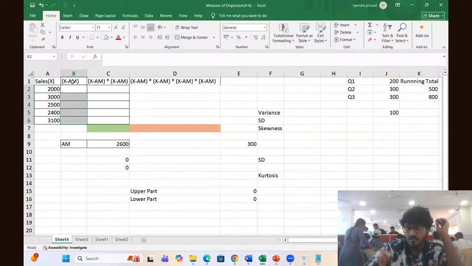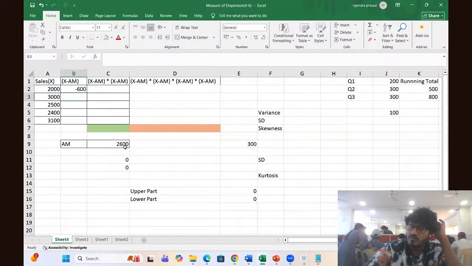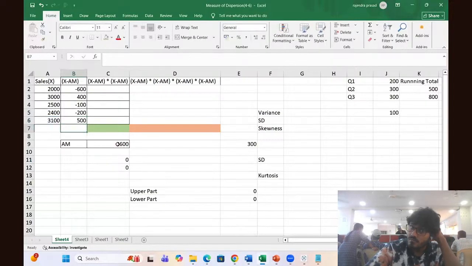Here I'm not able to show you xi, that's why I write this. Okay. X minus mu is equal to sale minus arithmetic mean. 2,000 minus 2,600, 3,000 minus 2,600, and so on, the value in this cell minus the value in this cell. Done.